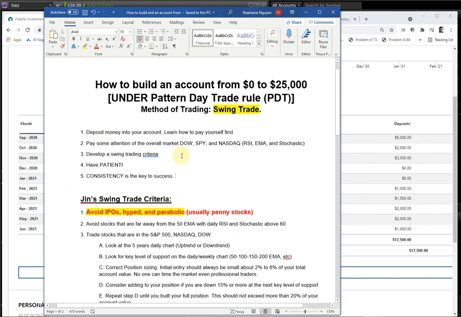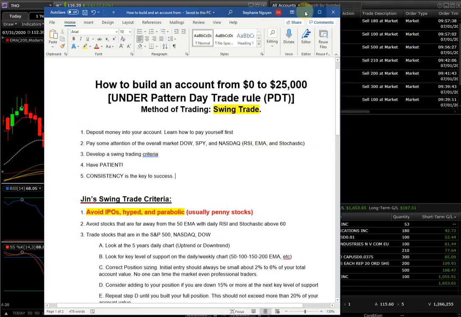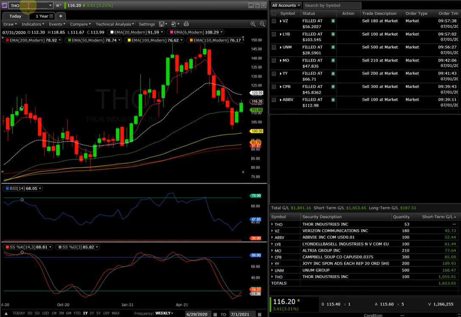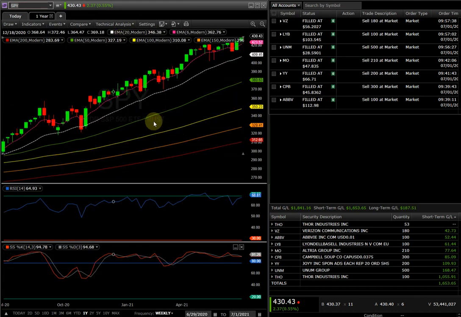Pay some attention to the overall market, the Dow Jones, the SPY, and the NASDAQ, especially the RSI, the EMA, and the stochastic. So what I mean by that is this, I'll give you guys an example. So the SPY. Okay, the stochastic right here, RSI right here, and the moving averages. Pay attention to that, because that's the direction of the overall market. And I'll explain why later.